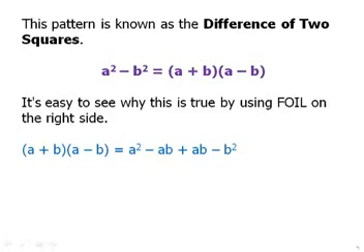Now, miraculously, those two cross terms, negative ab and positive ab, those two cancel. And so we're just left with a squared minus b squared. So this is an extremely elegant pattern, and this is precisely why the test is absolutely in love with this pattern.